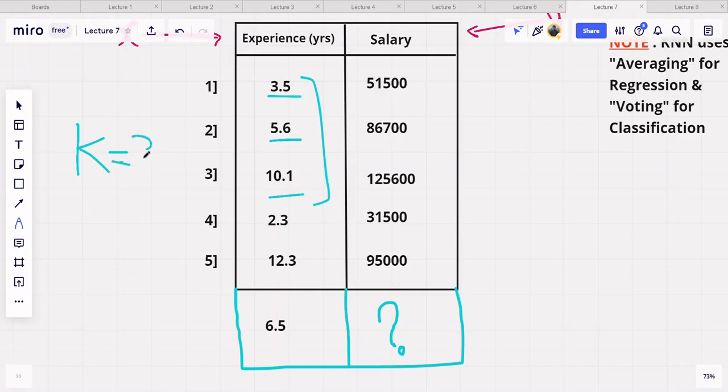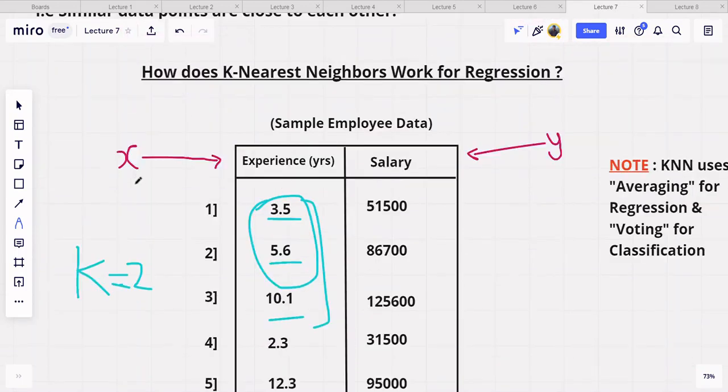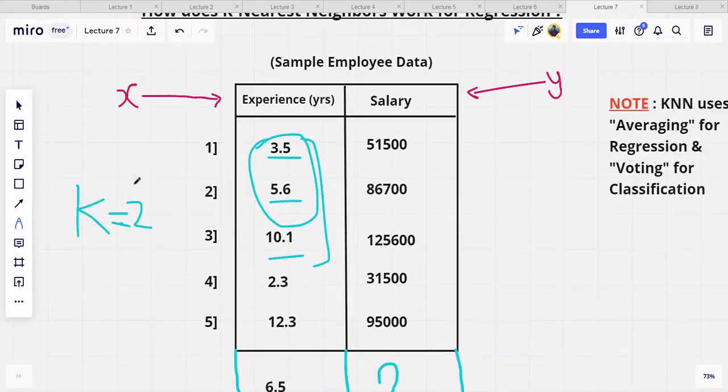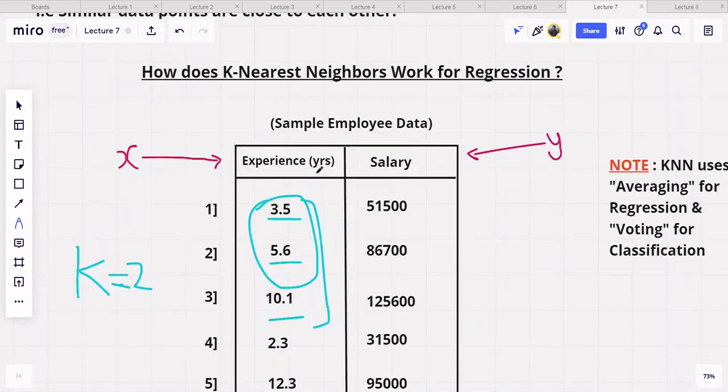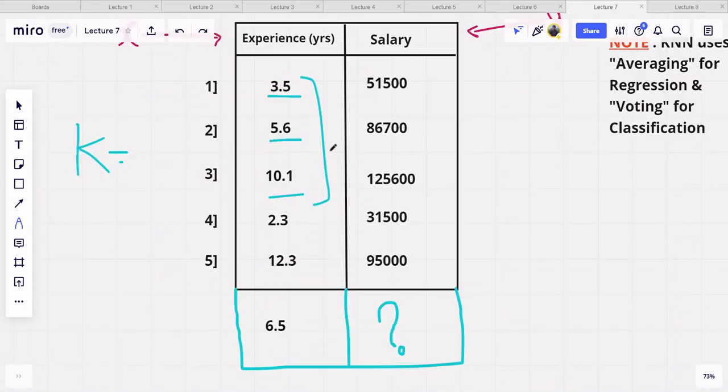If our k was 2, then we would have looked only at two values, and using their values of salary, we would have tried to estimate our prediction. So k here refers to the number of closest neighbors, the number of closest samples. Let me clear this again. Let's say our k is 3.